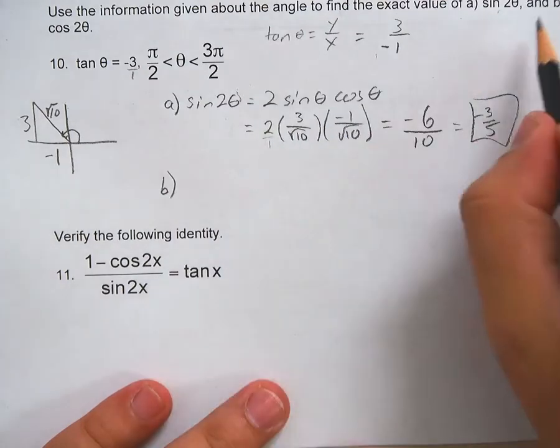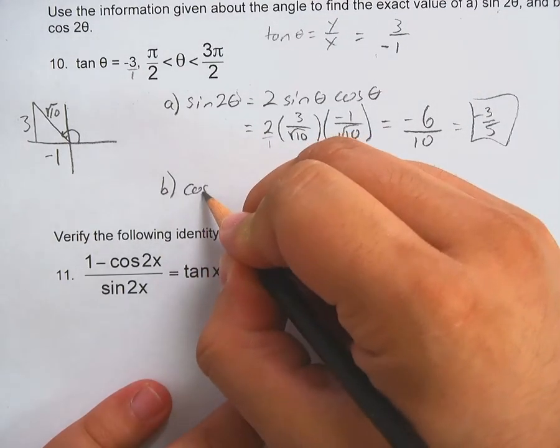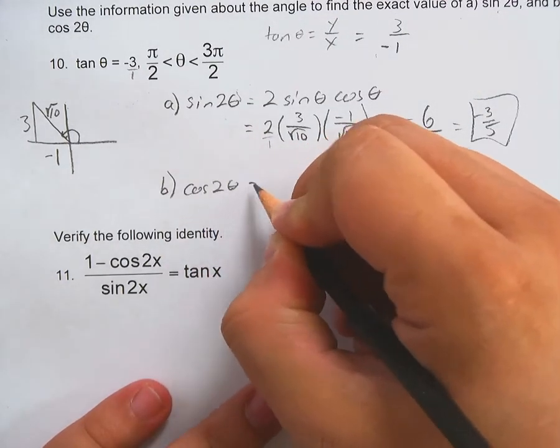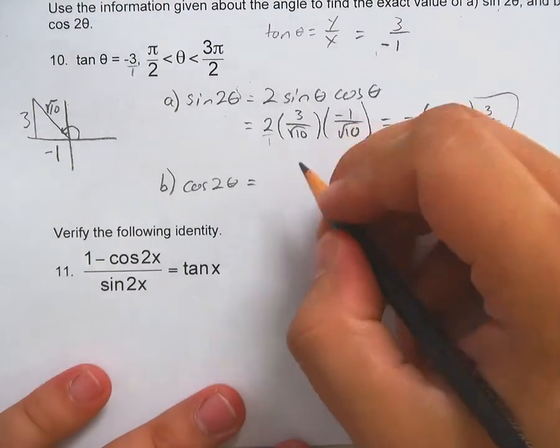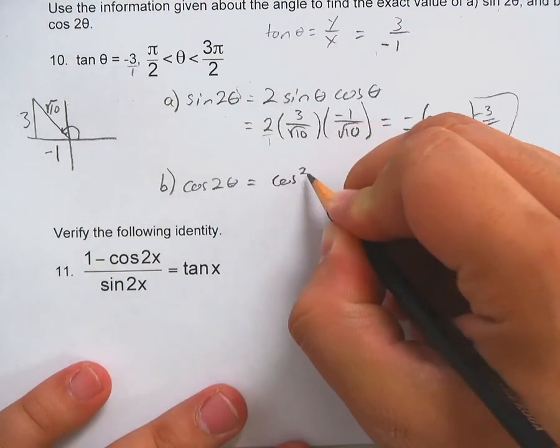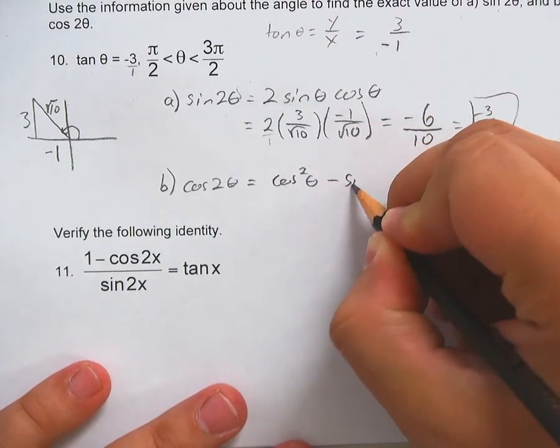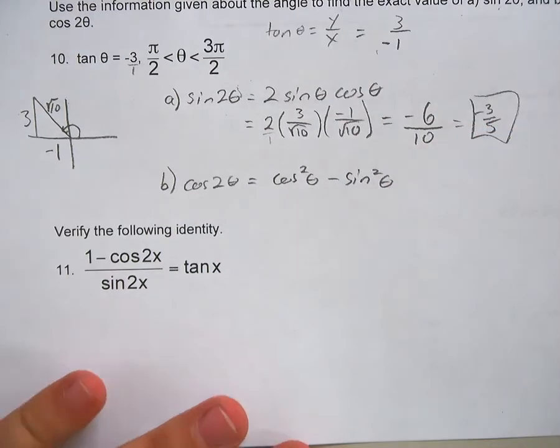B, cosine of 2 theta. Now on this one, you can pick which one you want to do. It's completely up to you, and it'll give you the same thing every time. I will say that the one I like to use the most is cosine squared minus sine squared, and that's only because you're squaring everything. Cosine squared theta minus sine squared theta. I like it because you're squaring everything.